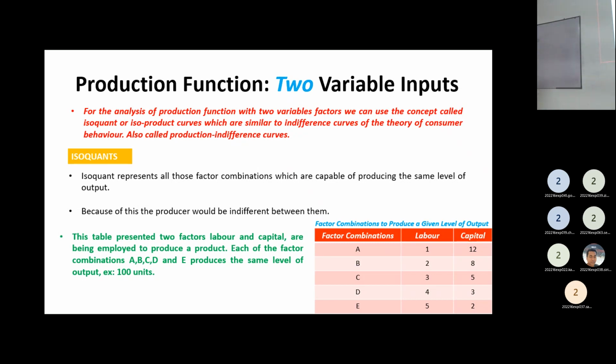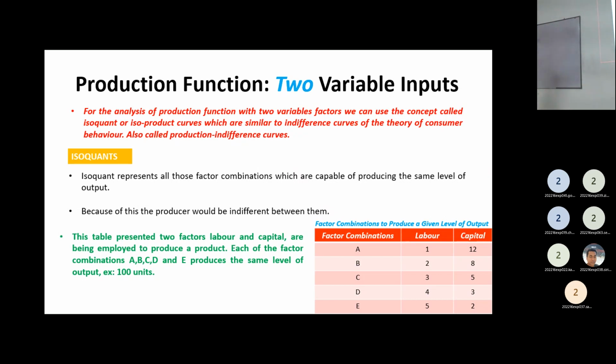Then here it says, because of this, the producer would be indifferent between them. Like consumers, once you go to shop, you are indifferent about whether to go with fried rice or a burger. So now here the producer is indifferent because he can either use 1 unit of labor with 12 units of capital, or he could use 5 units of labor with 2 units of capital to produce the same amount. So he can't decide what he should do. He is indifferent. Because of this, the producer would be indifferent between them.